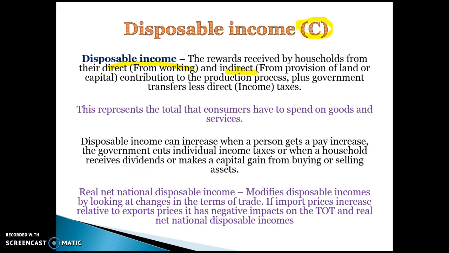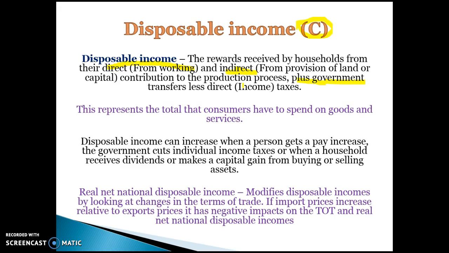So disposable income is the rewards from both working and indirect income that we get from other sorts of factors of production, plus government transfers. What I mean by that is any money that we receive from the government for welfare and things like that, minus any direct income taxes. So in Australia, that's our progressive income tax.